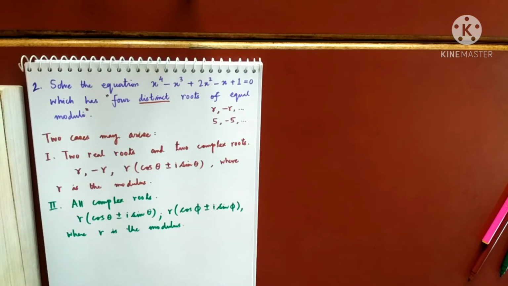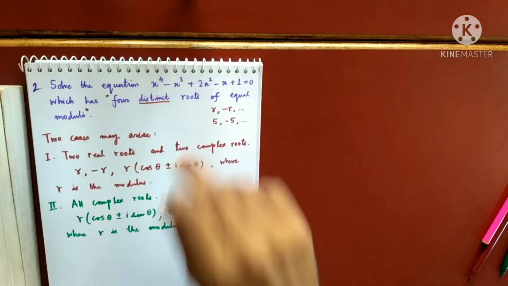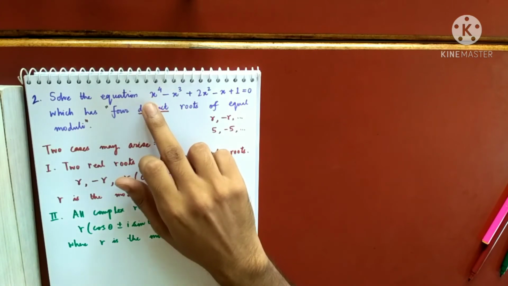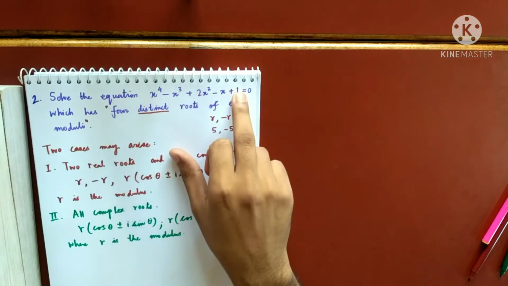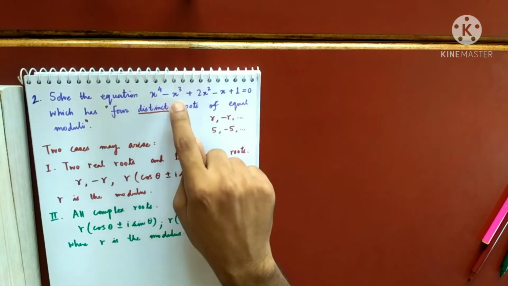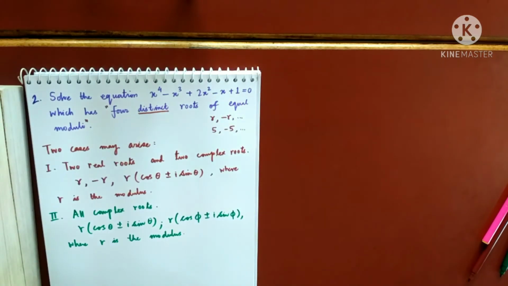So next I'll go to 2 real, 2 complex. That may be a possibility, and all complex. And there cannot be 3 real and 1 complex. Remember why? Because we have done a theorem: if the coefficients are all real numbers, then it will always have complex roots in pairs. If alpha plus i beta is a root, then alpha minus i beta is also a root.